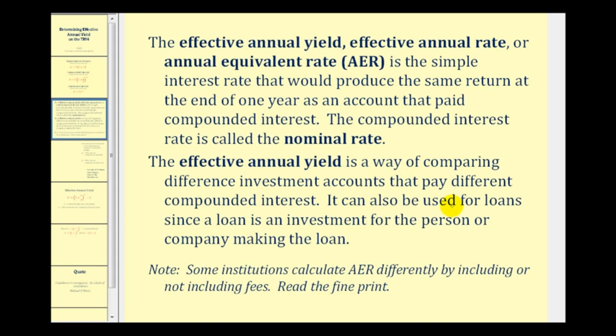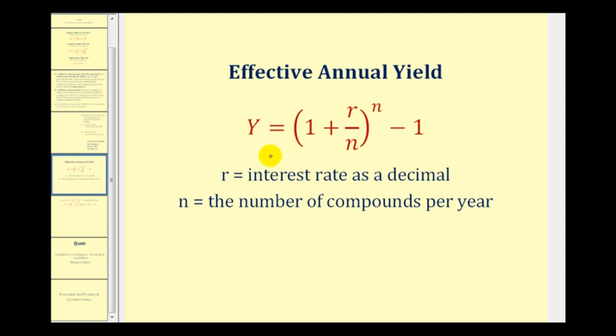And it can also be used for loans, since a loan is an investment for the person or company making the loan. Here's the formula used to determine the effective annual rate by hand, where Y is the effective annual rate, R is the interest rate as a decimal, and N is the number of compounds per year. But for this video, we're going to show how to determine the effective annual rate on the graphing calculator. So let's look at our examples.